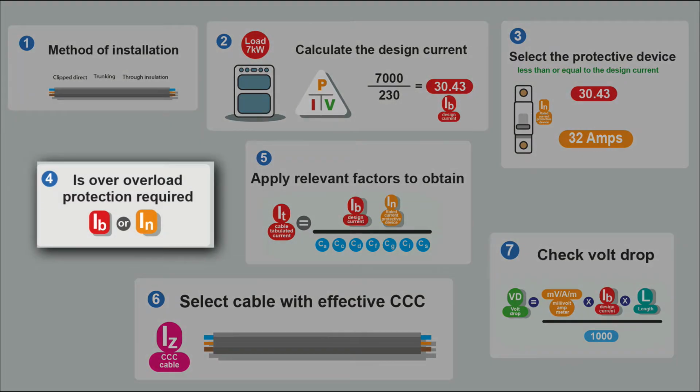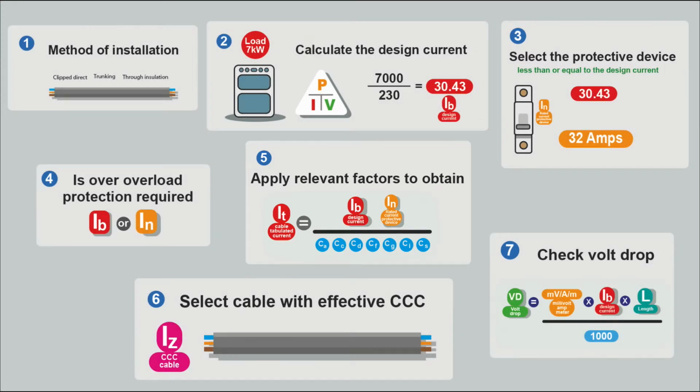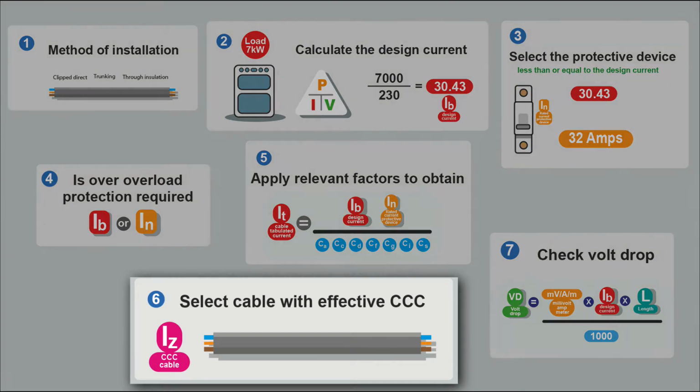Step 4, we need to consider is overload protection required. And step 5, we'll apply any relevant factors to obtain IT. IT is the calculated current capacity of the cable we need, which we get from applying correction factors to either the design current or the rating of the protected device. And once we've got IT, we can move on to step 6.